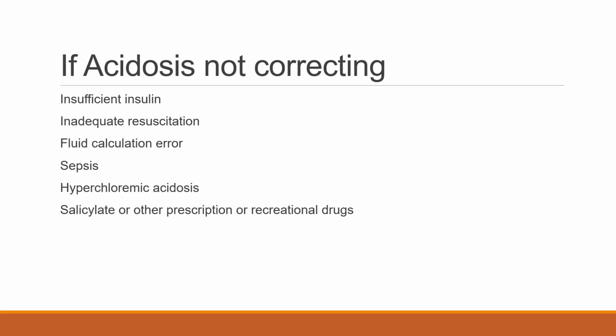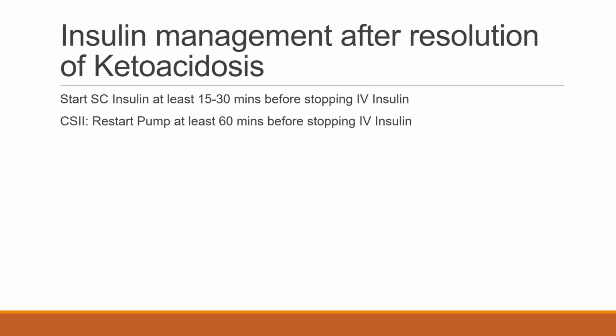And as we have already discussed, if acidosis is not correcting after appropriate therapy, you have to consider the possibility of insufficient insulin, inadequate resuscitation, fluid calculation errors, sepsis, hyperchloremic acidosis, and salicylate or other prescription or recreational drug overdose.